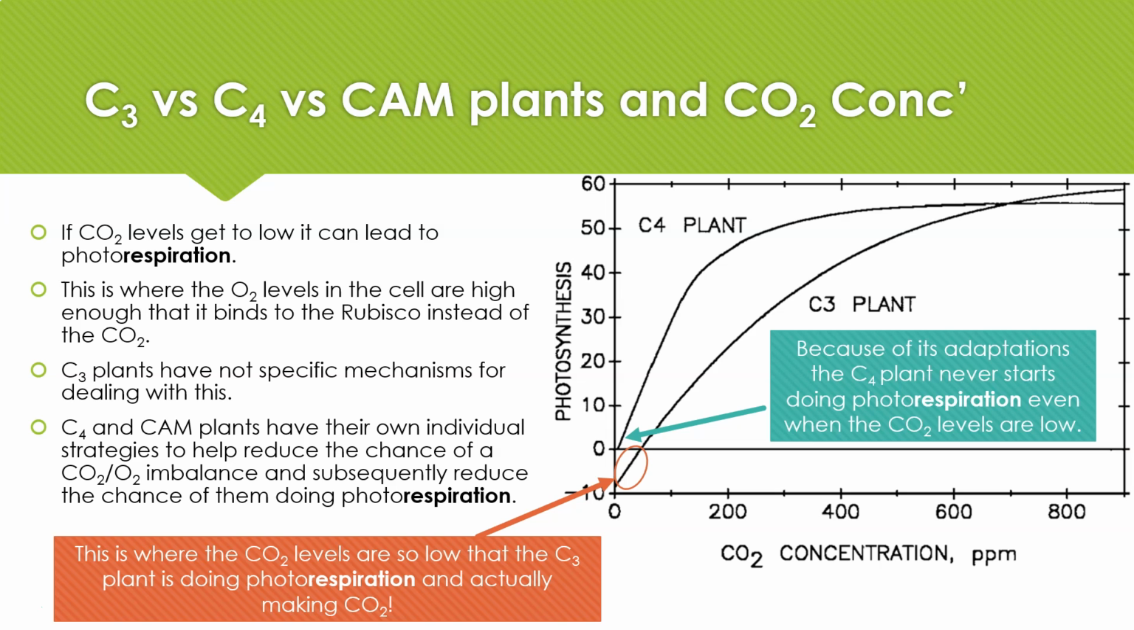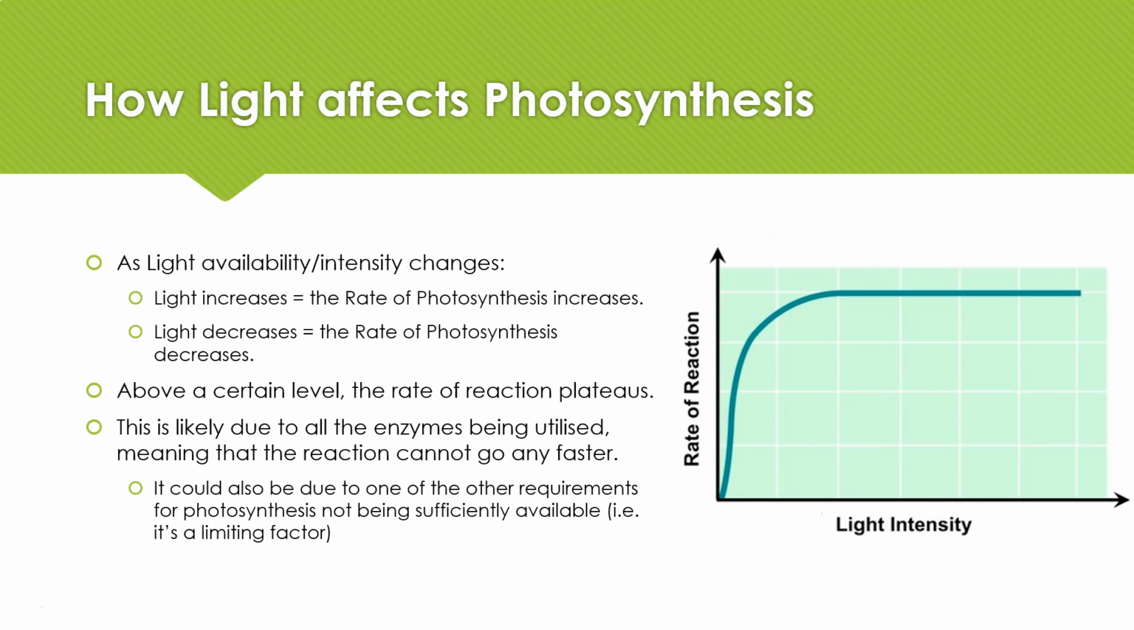But for the most part, you'll find between C3, C4 and CAM plants that there isn't going to be much of a difference when there are high levels of carbon dioxide. It really comes down to what happens when you've got low levels of carbon dioxide. So that is how carbon dioxide is going to affect the rate of photosynthesis.